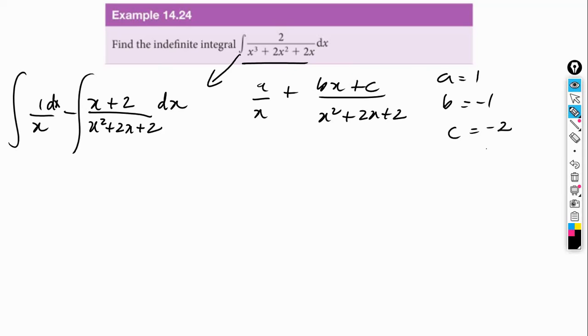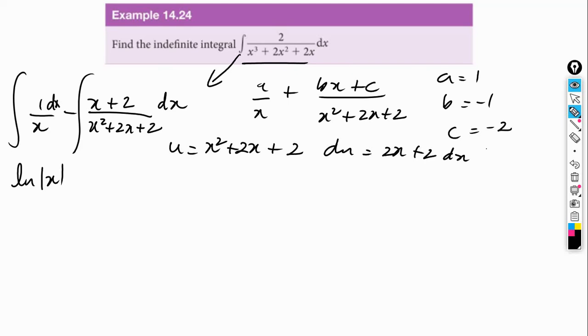And this one to the left is easy to integrate because it's just going to be the natural logarithm of the absolute value of x. So that's done. But we have to deal with this. So notice that if we attempt to do u substitution, it's not going to work. Because if we say, well, u is equal to x squared plus 2x plus 2, then the derivative of u should be 2x plus 2 dx. And we don't have 2x plus 2, we have x plus 2. Well, we might multiply by 2, but if we multiply this by 2, we're going to get 2x plus 4, so that's not going to work.